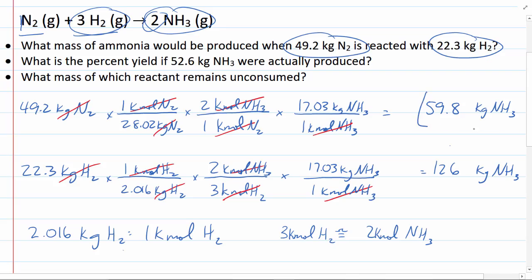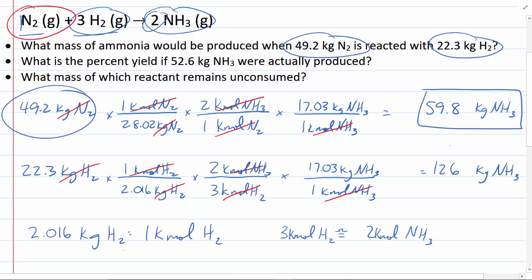Looks like we go with the first answer, because what this implies is that once we get up to 59.8 kilograms of NH3, we run out of N2, meaning that the nitrogen here is the limiting reactant. And so again, for the answer number 1, that answer for the first one would be 59.8 kilograms of NH3.